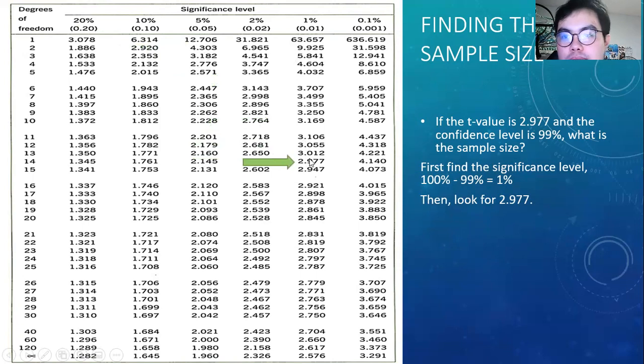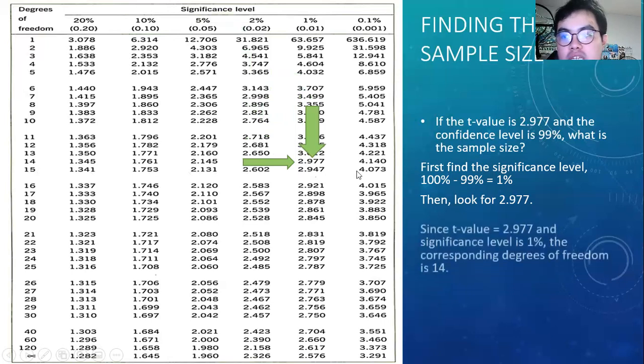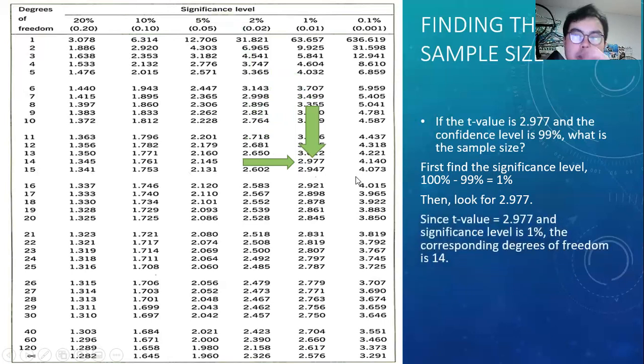Okay, so for C, the 2.977 lies in the column of 0.01 as its significance level. So 2.977 corresponds to the degrees of freedom of 14. Since the t-value is 2.977 and the significance level is 1%, the corresponding degrees of freedom is 14.